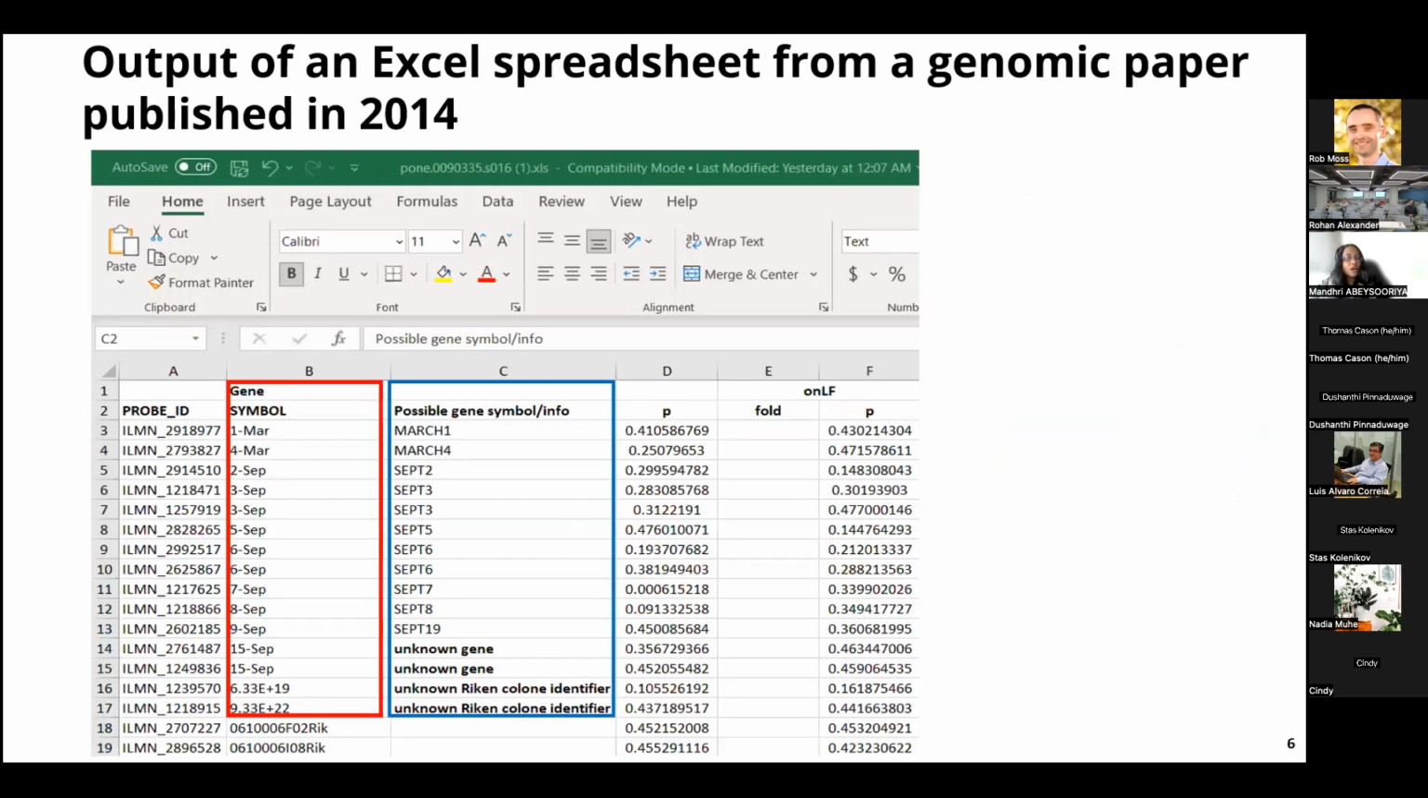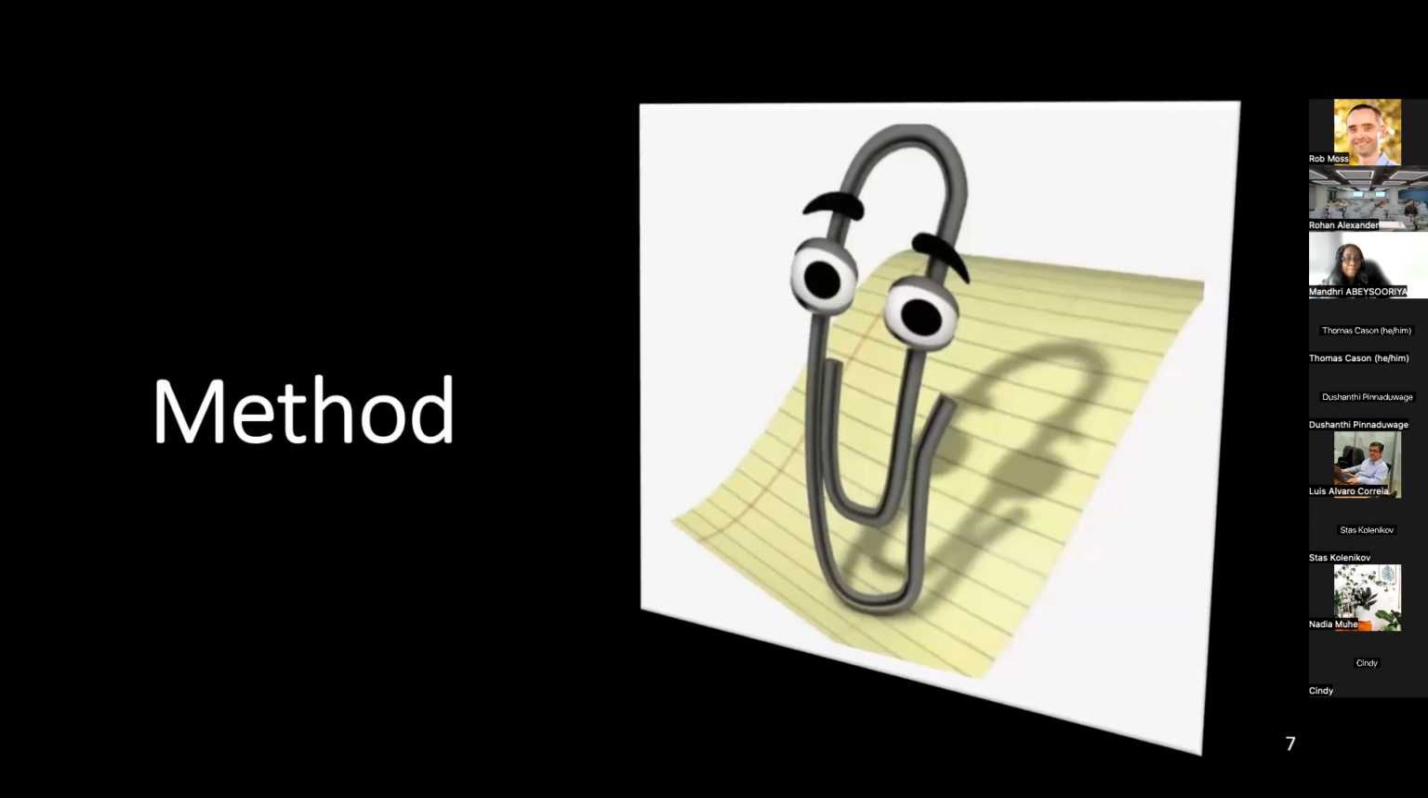This is an output of an Excel spreadsheet for a genomic paper which was published in 2014. The inside of the red box shows some of the gene symbols that have been affected with gene name errors, and inside the blue box are possibly the correct gene symbols for those affected genes. So even though we were able to assume the correct gene names for some, if you look towards the end of both red and blue boxes, you can see that it's impossible to assume the correct gene names for all the erroneous conversions.